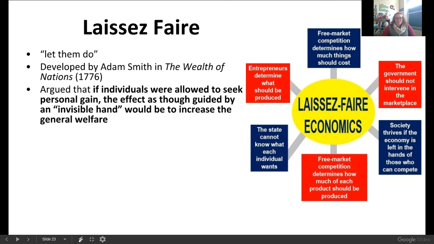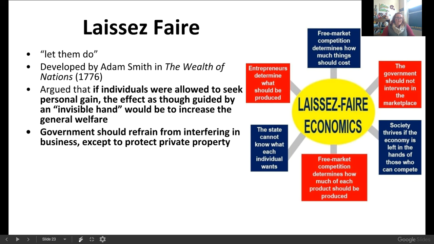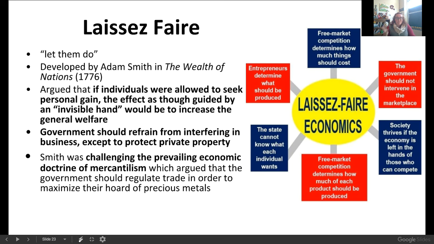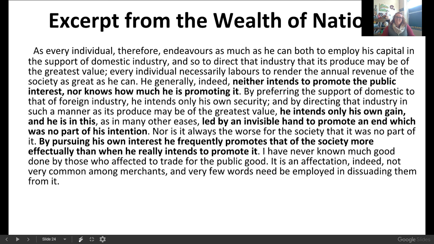Adam Smith explains this in great detail in The Wealth of Nations. He argued that if individuals were allowed to seek personal gain, the effect, as though guided by an invisible hand, would be to increase the general welfare. He also advocated governments refraining from interfering in business and letting the economy regulate itself and to protect private property. Smith was also challenging the prevailing economic doctrine of mercantilism, which at that time argued that the government should regulate trade in order to maximize their hoard of precious metals.